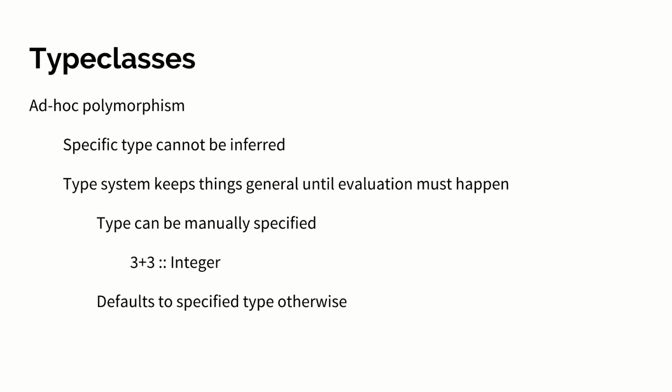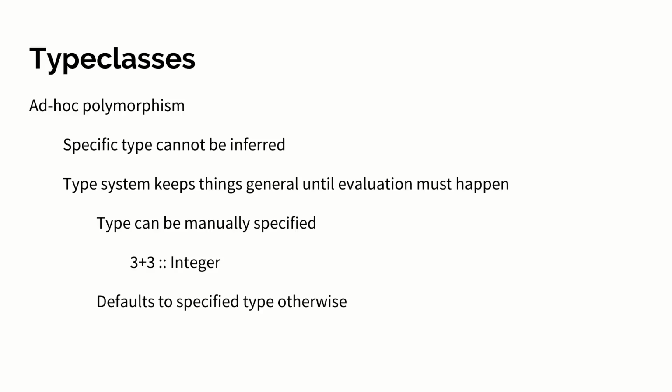In a bit of a reverse situation, we can actually give the language specific values and it not know what the type of those values are until evaluation time. Take, for example, writing the expression 3 plus 3 in the REPL. The type of the number 3 could be Int, it could be Integer, it could be anything which can be validly represented by the number 3. So the type system then actually keeps its definition of this expression as general as possible.